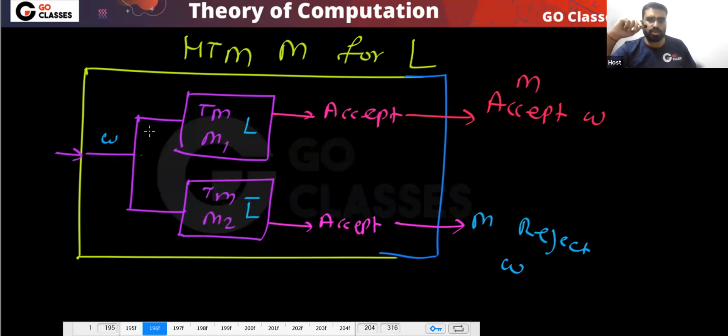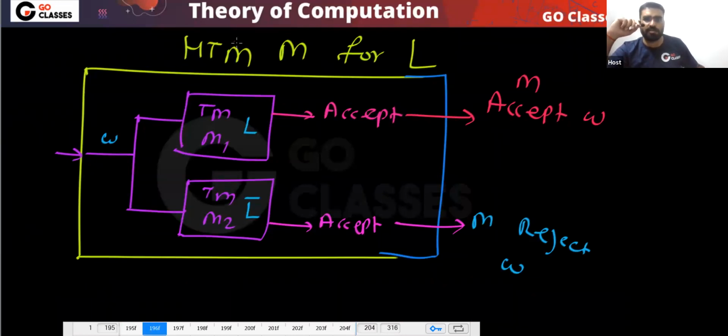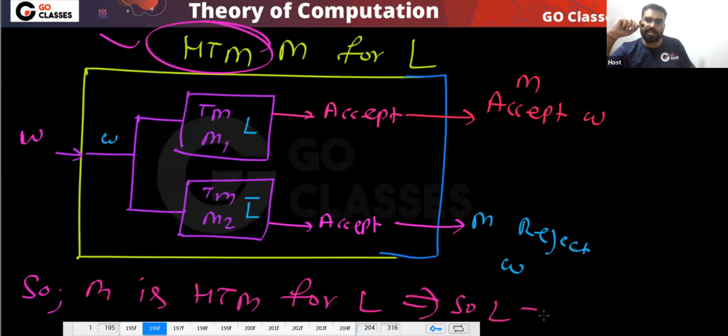So what we have done? This is a halting Turing machine. Whatever W you give, this M is a halting Turing machine for L. So L is REC, L is recursive. Tell me, is this proof clear to everyone? Is this crystal clear? Very simple, right?